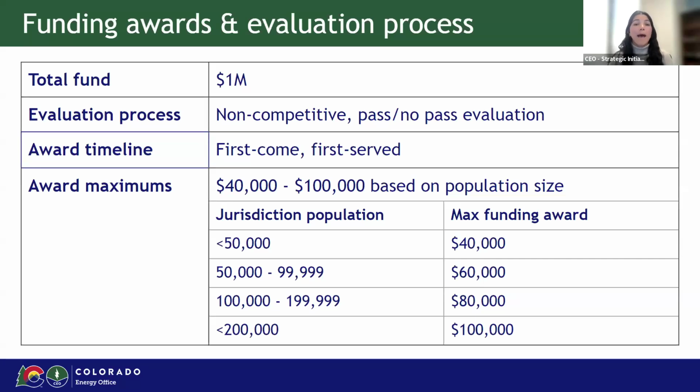And then in terms of maximum awards, these are going to be based on the population of your jurisdiction. So they'll range from 40,000 up to 100,000. And you can see the breakdown of those funding awards in the chart below. So you'd look at your jurisdiction's population and then find the corresponding max funding award. And one thing to note is that this is just the max funding award that you would be eligible for. Your actual award is going to be based on the budget that you submit and that CEO approves, but this is just showing the max allocation amount that'll be awarded to you.